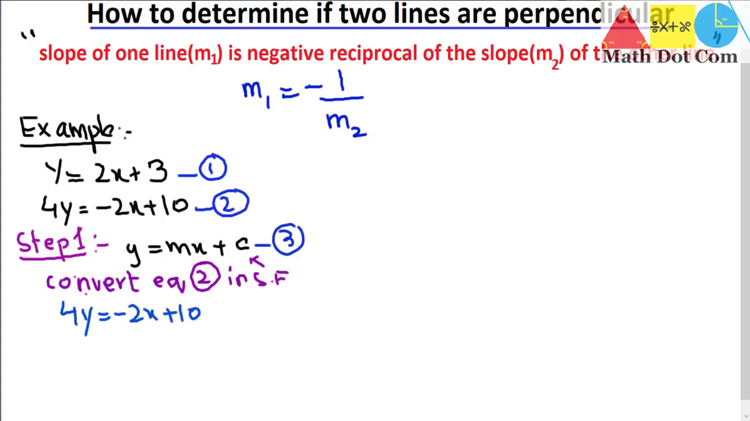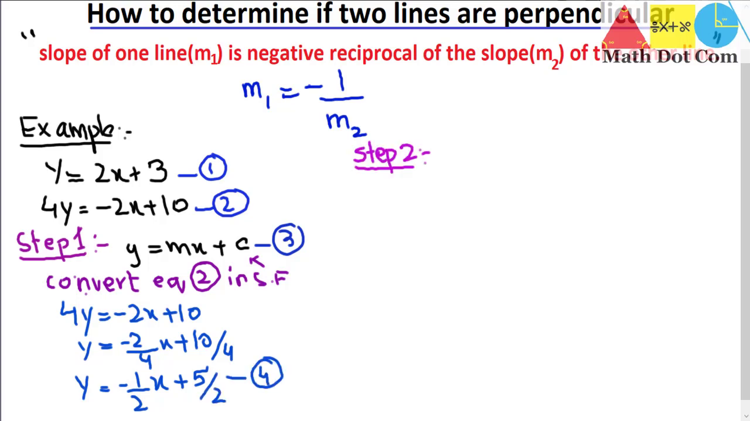As we have to isolate y on one side, I will write y is equal to minus 2 by 4 x plus 10 by 4. As we have to divide by 4 on both sides, what we will get is y is equal to minus 1 by 2 x plus 5 by 2. Now we have both the equations in the standard form and we have to compare these two equations with the standard form of linear equations so that we can get the slopes of the two lines. So our next step is to compare equations 1 and 3 and equations 4 and 3.